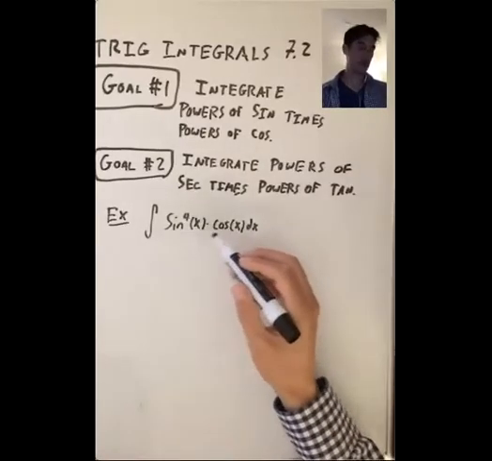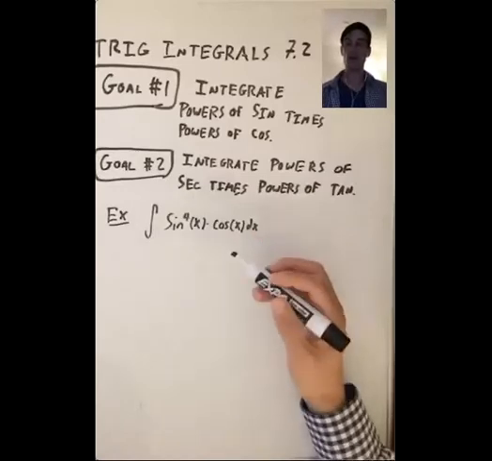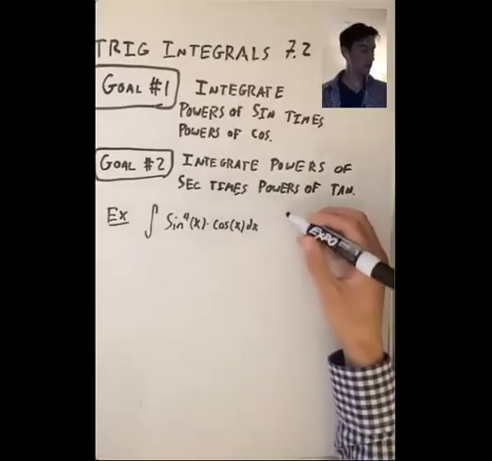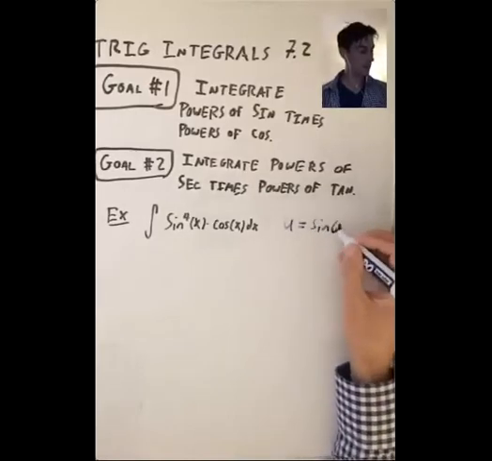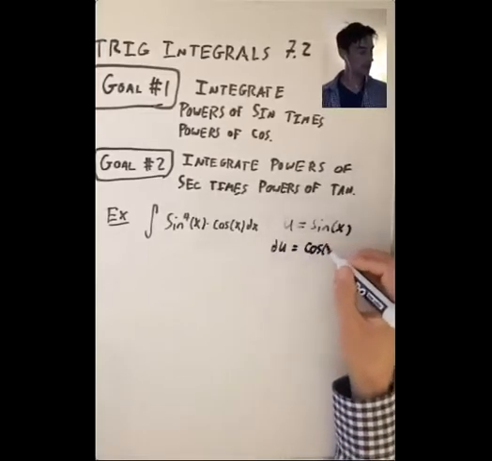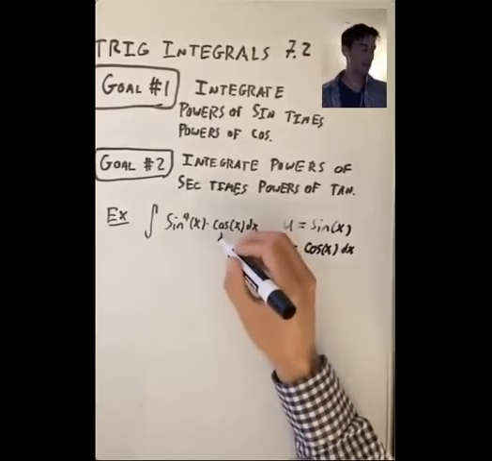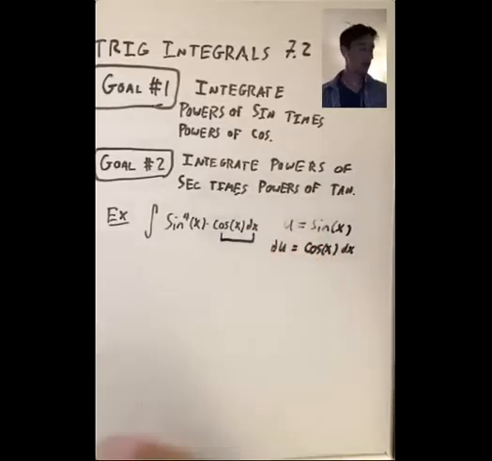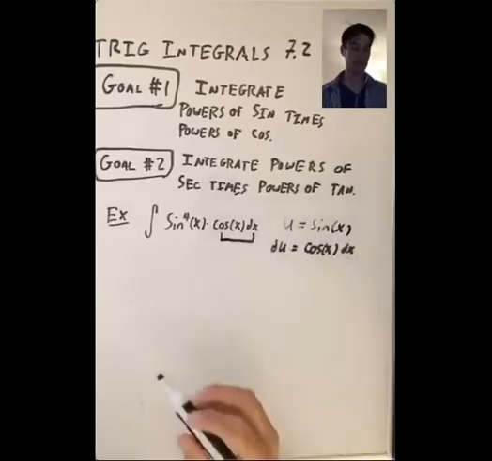Let's take the integral of sine to the fourth times cosine x dx. Well, one of the integration techniques that we already have is u substitution. And it turns out here, there's a very good choice. If you let u be equal to sine of x, then du equals cosine x dx. Why did I choose u equals sine of x? Because I have cosine x dx right here in the second part of the integral. So I picked u equals sine of x to make the du appear in the integral.